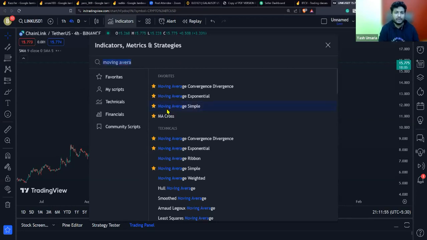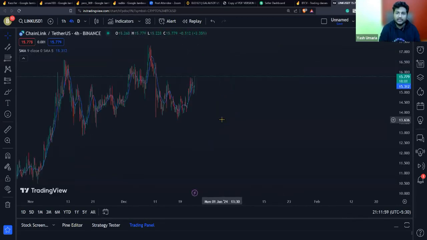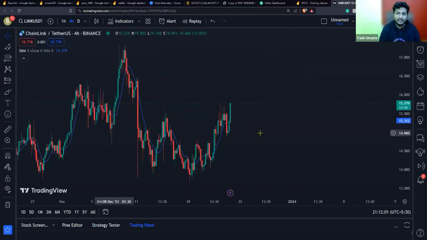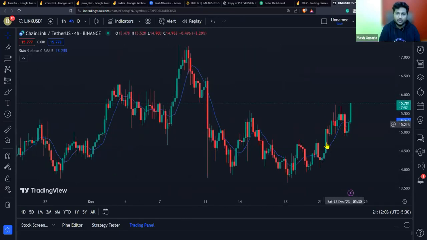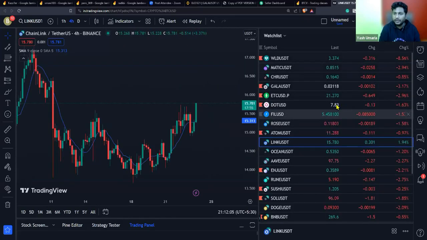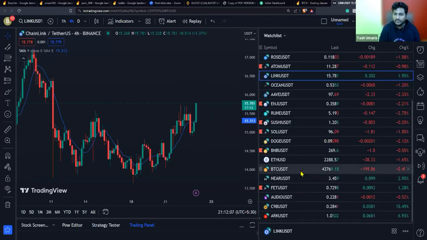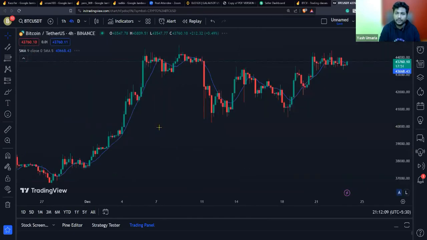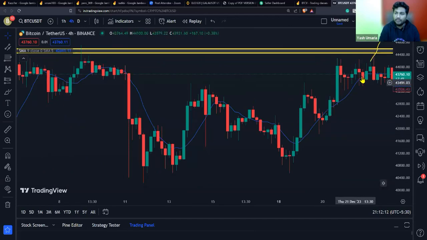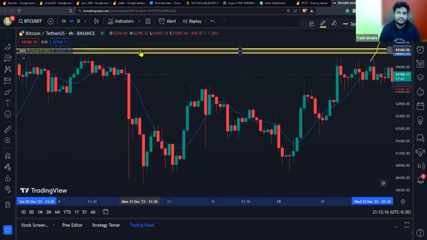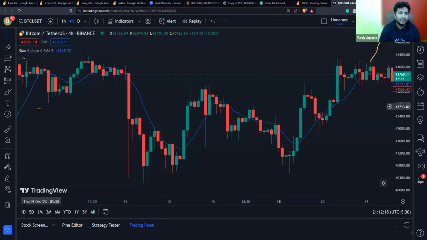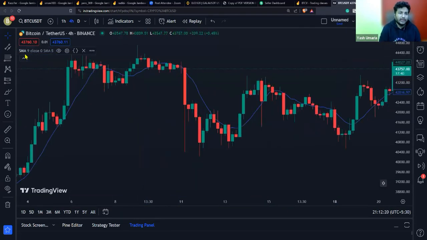If I click on it, automatically what will happen? On the screen, you will see this blue line now. And actually, let's go on a Bitcoin chart, it will be easier. So you see this blue line now. Now what do we need? First, let's see what we already have here. On the left top corner, we have SMA, simple moving average, 9.